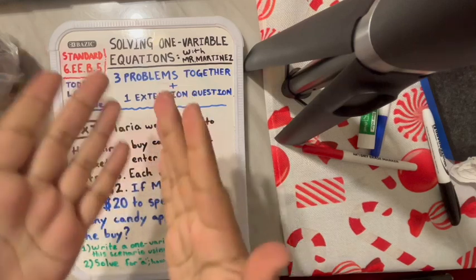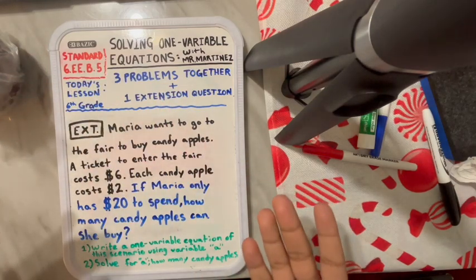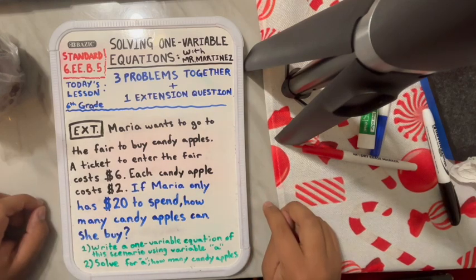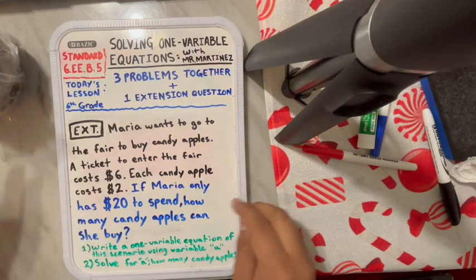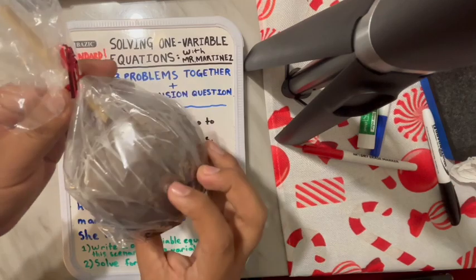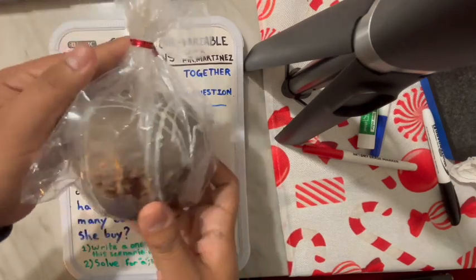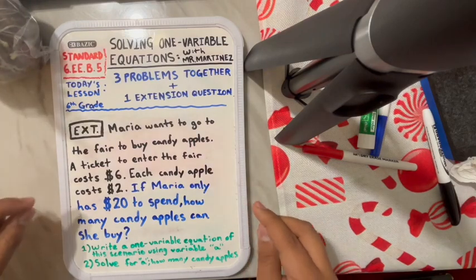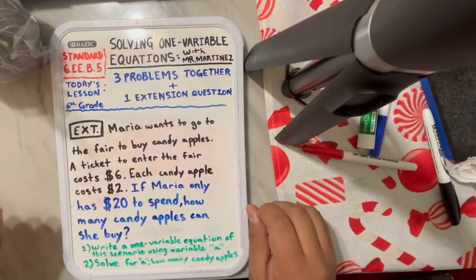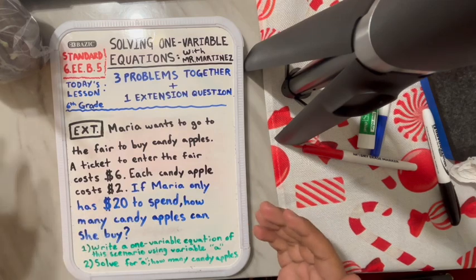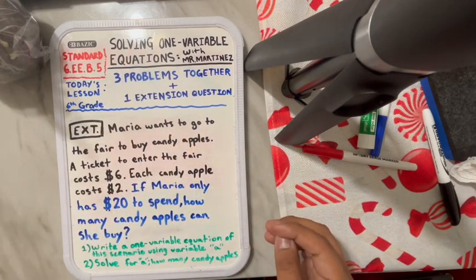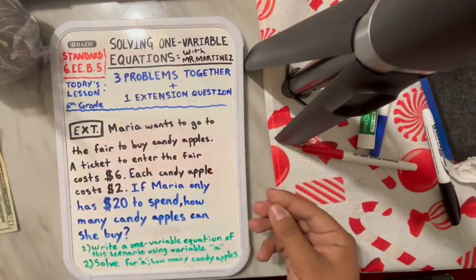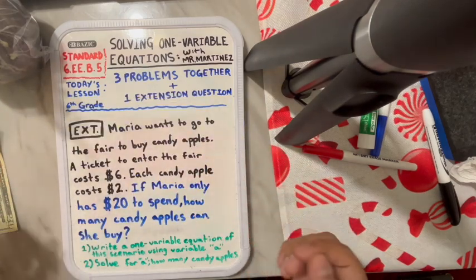Great job, everyone. So now we have come to our extension question. For our extension question, I want you guys to imagine this scenario. Maria wants to go to the fair to buy candy apples. If you guys don't know what a candy apple is, this is what a candy apple looks like. Now, keep in mind that a ticket to enter the fair costs $6, and each candy apple costs $2. So if Maria only has $20 to spend at the fair, how many candy apples can she buy?